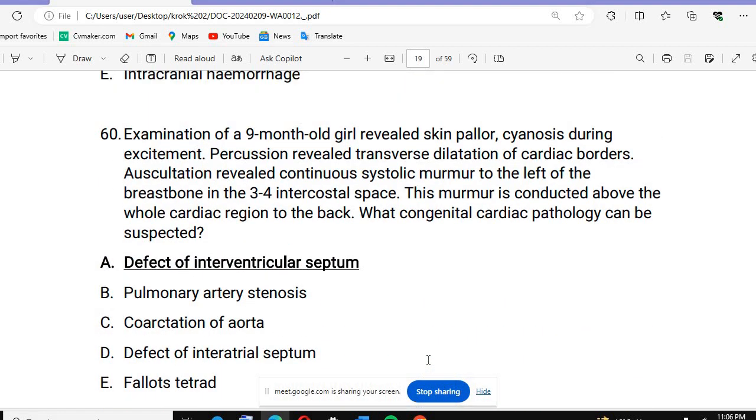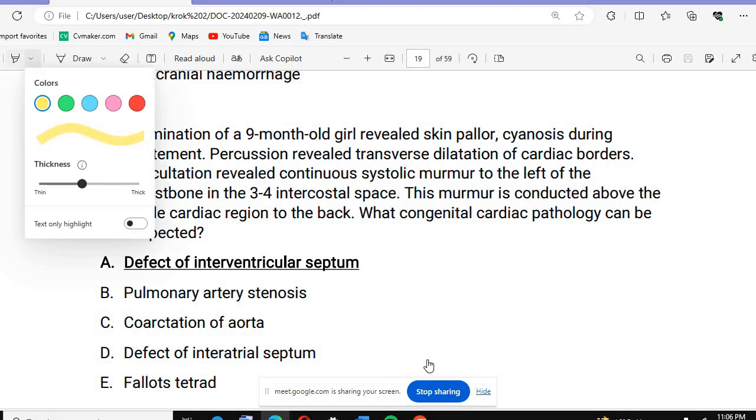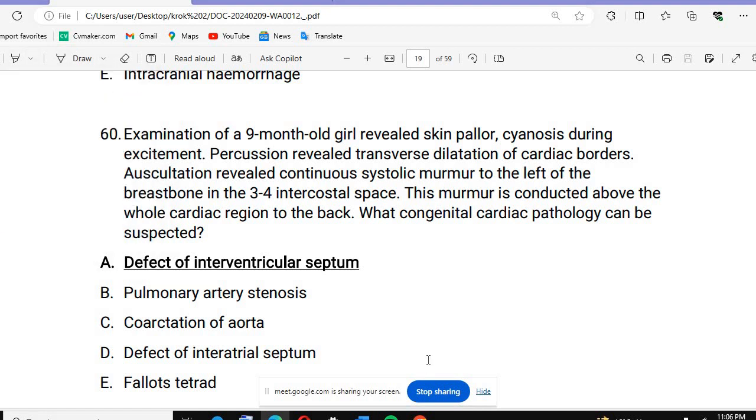So these are the questions we are seeing. The murmur is conducted above the whole cardiac regions to the back. So whole cardiac regions means that is a pan-systolic murmur.